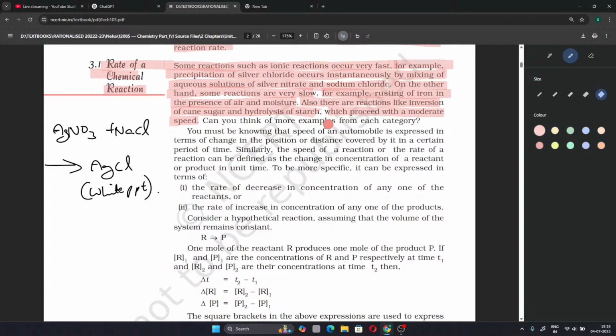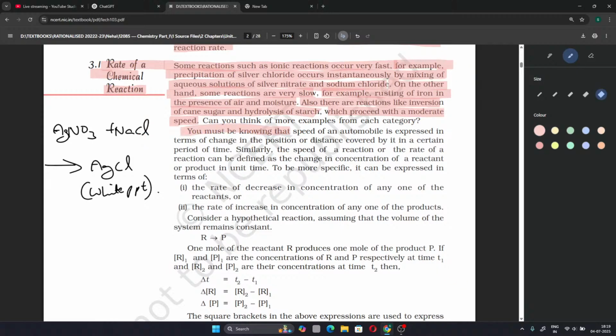You must think of another example for each of the 3 categories: very slow, moderate, and very fast. A very fast example is an ionic reaction. Any kind of ionic reaction will mostly occur very fast. As for moderate reactions, metabolic reactions, we can say. Very slow reactions: rusting of iron, corrosion of various other metals. Those are some of the answers.